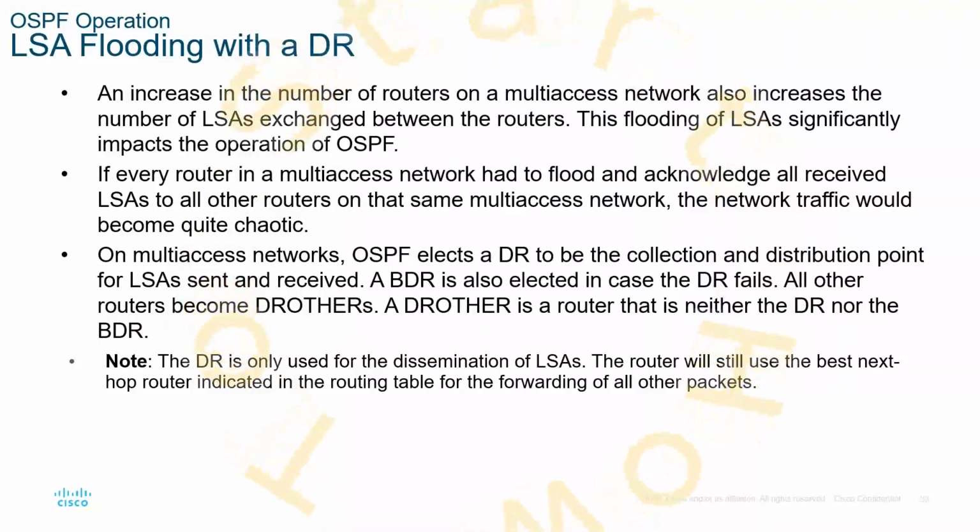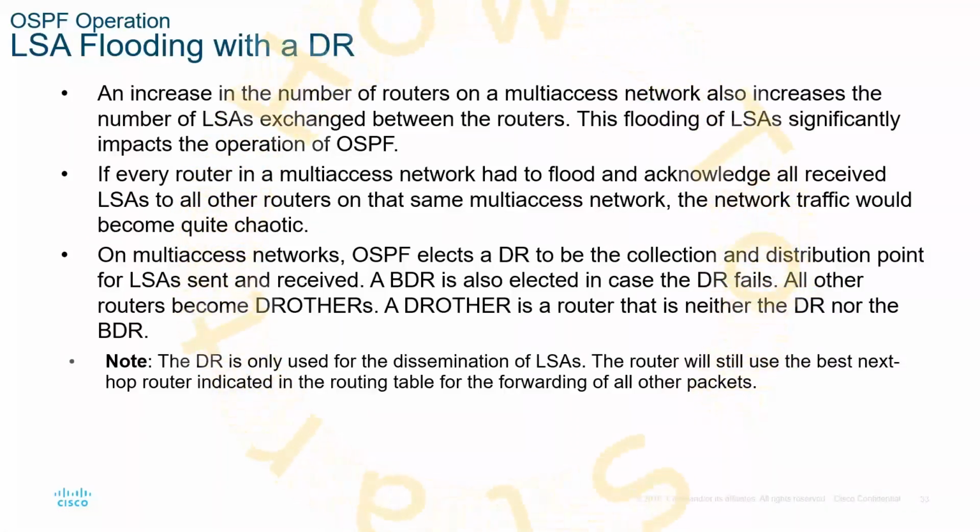So, LSA flooding with a DR: as increasing the number of routers on a multi-access network also increases the number of LSA exchanges between the routers, the flooding also increases. If every router in a multi-access network had to flood with acknowledgements, you would start seeing a flood of those updates, and that uses bandwidth and would create issues. So OSPF elects a DR. The DR will be used to collect and also as a distribution point for LSAs. Basically, it will be sending and receiving them. The backup DR is also elected in case of a DR failure.